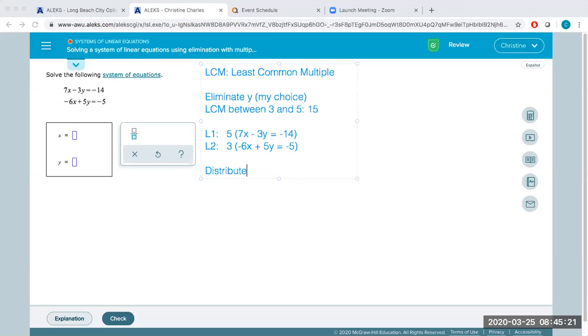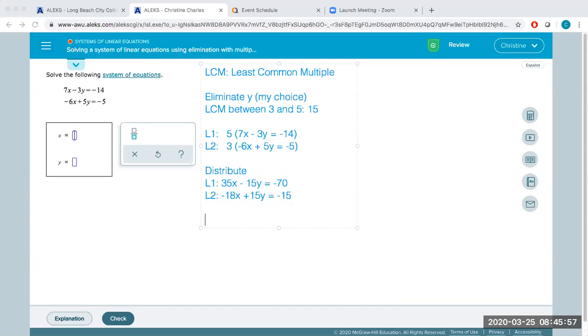Distribute. So line 1 now looks like 35x minus 15y equals negative 70. Never been the hottest with arithmetic. My downfall. All right, now for line 2, negative 18x plus 15y equals negative 15.